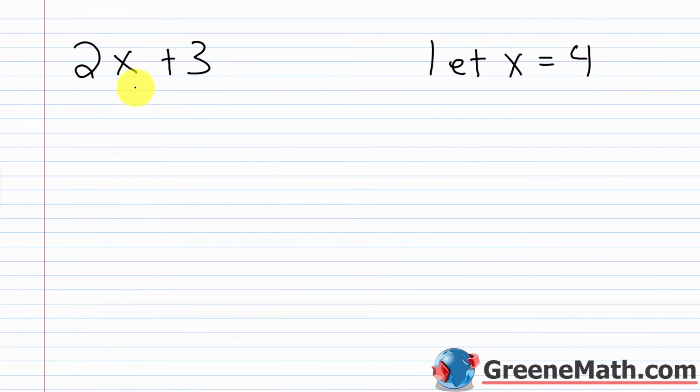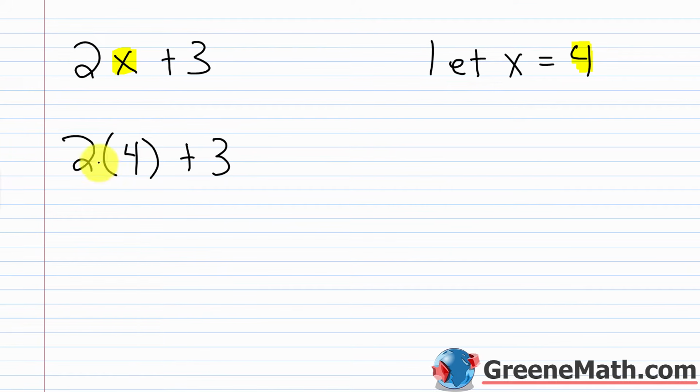So let me give you some examples. Let's say we had something simple like 2x plus 3. And I say I want to let x equal 4. Well, what I'm going to do is everywhere I see an x in the algebraic expression, I'm going to plug in a 4. So I'm going to take this value and plug it in here, everywhere I see an x. So that means that I'm going to have 2 times 4 plus 3.